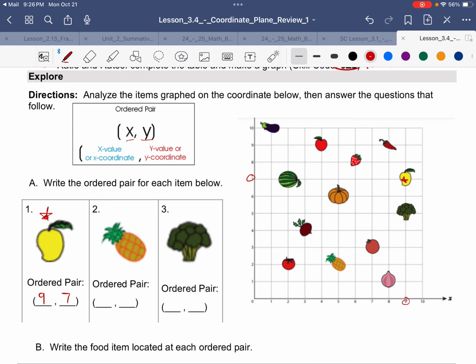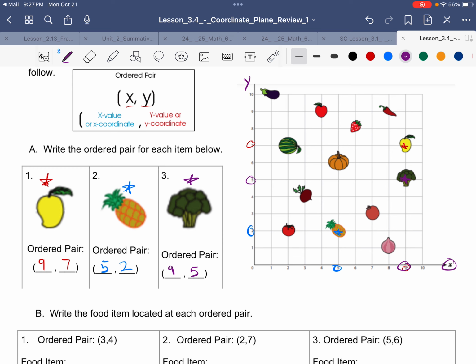Pineapple. So we're looking for this pineapple now. So here's our pineapple, and it's at 5, 2. See that? 5, 2. And then we have our broccoli. This is our broccoli here. Our broccoli is also at 9, but it's at 5. So it's at 9, 5. Remember the x coordinate is first. You see our x is here. Y coordinate last. They don't have it labeled here, but they usually will have a y right there.